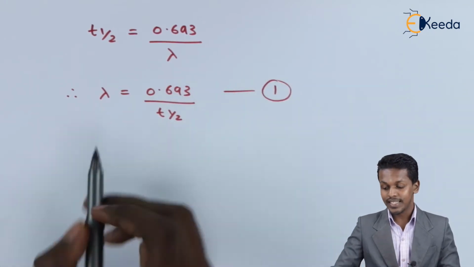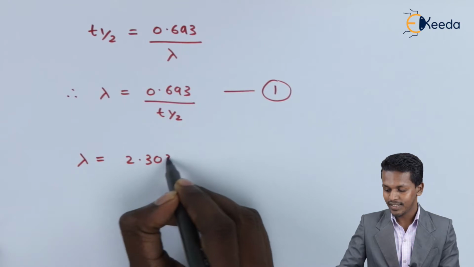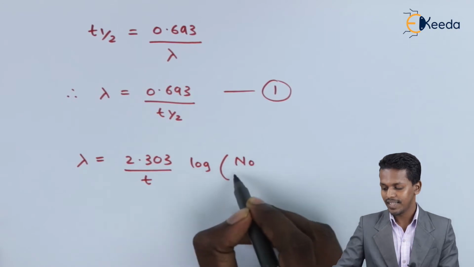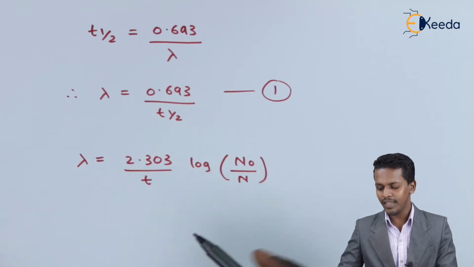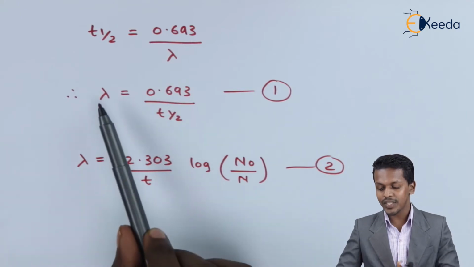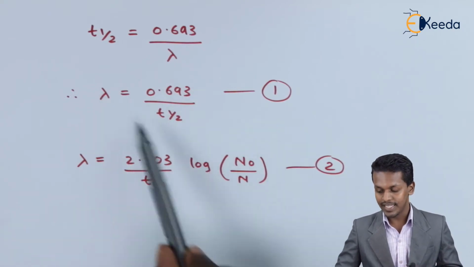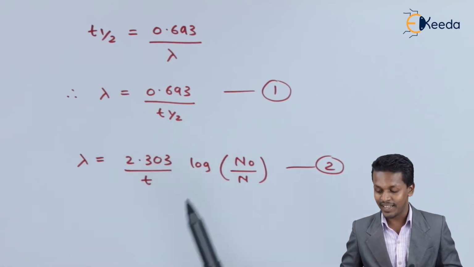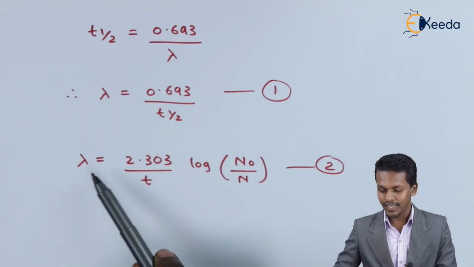And also we know that the decay constant lambda has a formula: lambda is equal to 2.303 divided by T, log to the base 10 of N0 divided by N. Let me make this equation 2. Let me think what happens if we substitute the value of lambda here. If we substitute the value of lambda from equation 1, we get the term T half, and then we can easily solve this question.